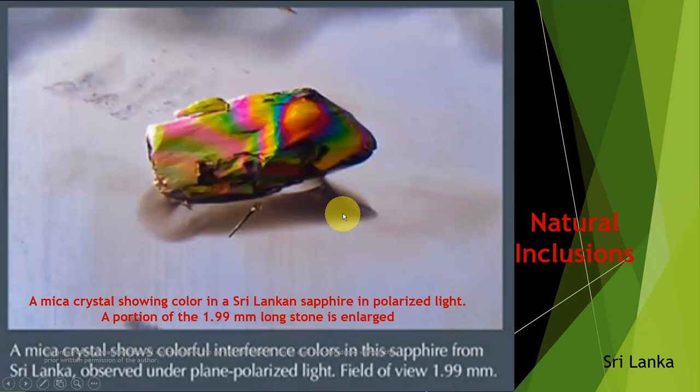Now look here. It is Sri Lanka. This is a natural stone in Sri Lanka. It is a mica crystal, but it is showing a lot of colors, like spectrum colors. This photo was taken under polarized light. A 1.99 millimeter long stone enlarged. This gives the evidence of natural inclusion, the natural inclusion in the natural stone, the evidence of natural stone.